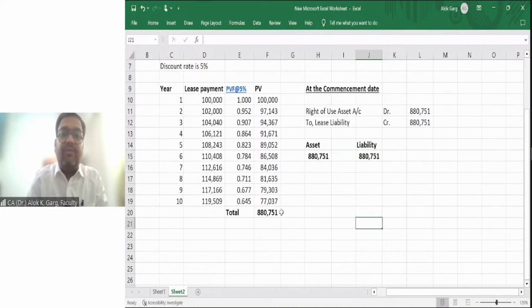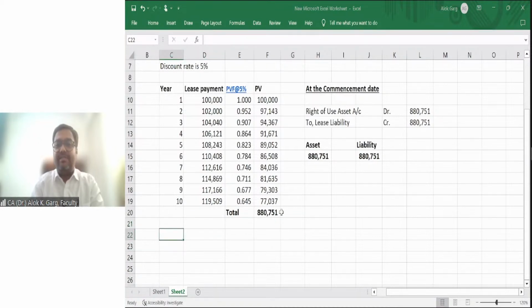Right, friends? How will this right of use asset be knocked off, how will it be completed? Every year, this right of use asset will be depreciated on a straight line basis, right?